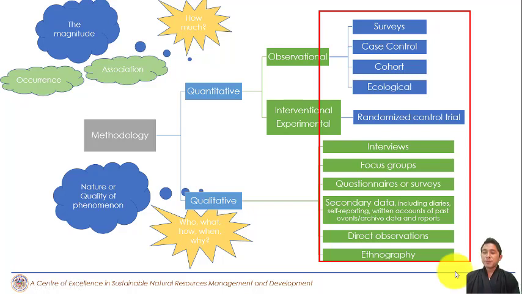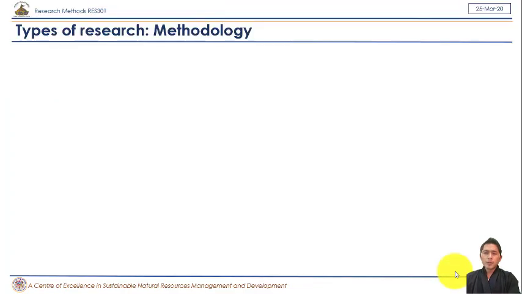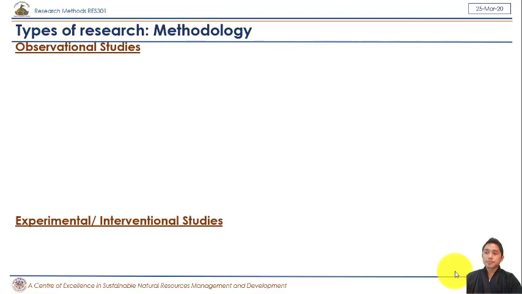All right, now the different kinds of research types under the methodology, like survey, case control, cohort, ecological, randomized control trials, and all. If you look at these research types very carefully, and the way I analyzed and read through different literatures and the materials online, I found out that these can be divided into subgroups of observational studies and experimental or interventional studies.